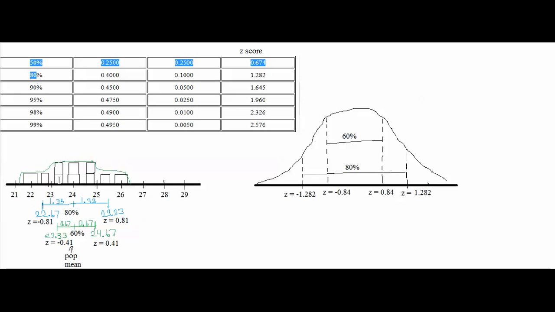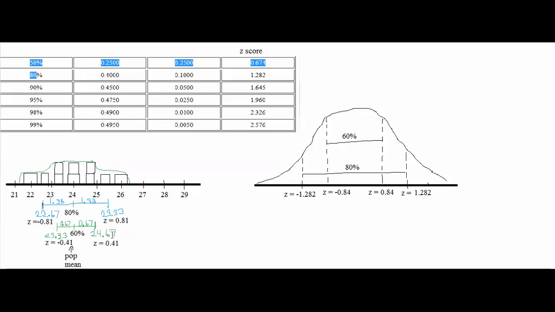because the z-score right here, where these two samples were, was negative 0.41, and the z-score where these two samples were was positive 0.41. So 60% of the samples fell between those two z-scores. In other words, 6 out of the 10 samples fell between those two z-scores. So the middle 60% was in here.